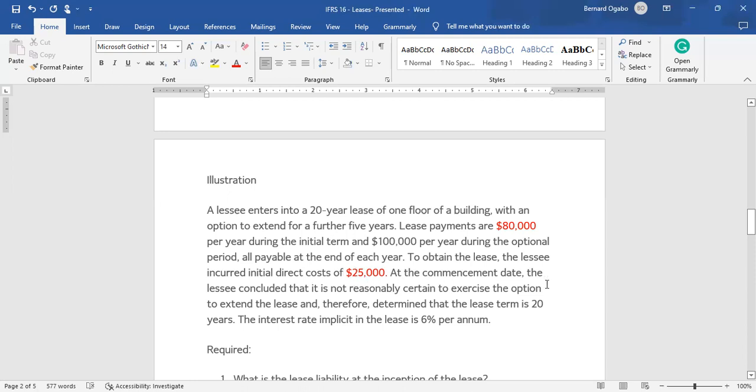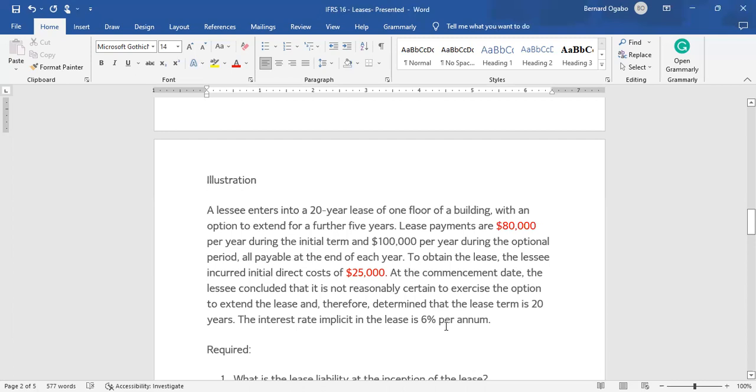At the commencement date, the lessee concluded that it is not reasonably certain to exercise the option to extend the lease. Therefore, it determined that the lease term is 20 years. So, if the lessee was ready to exercise the option of extending the lease by 5 years as provided here, the lease term would have been 25 years and not 20 years. The interest rate implicit in the lease is 6% per annum.